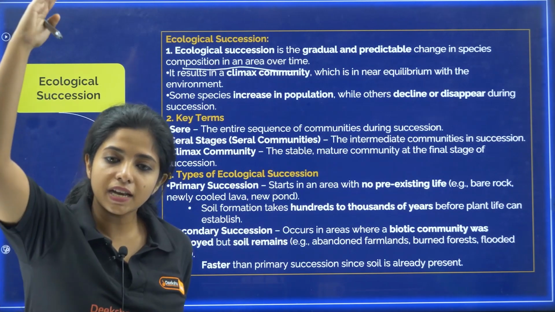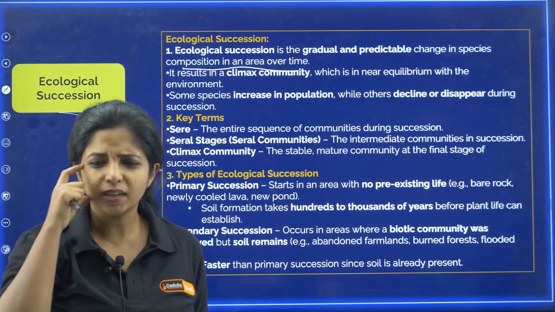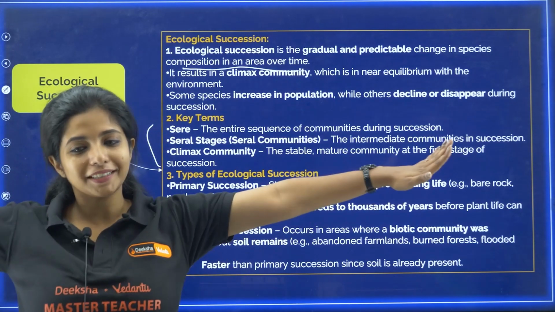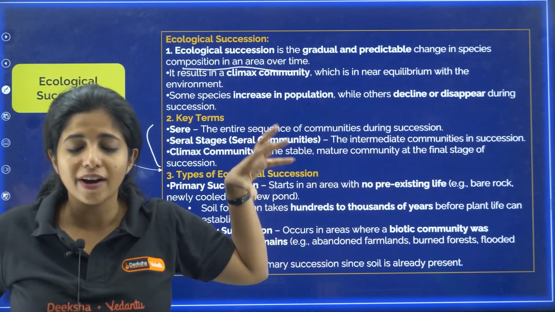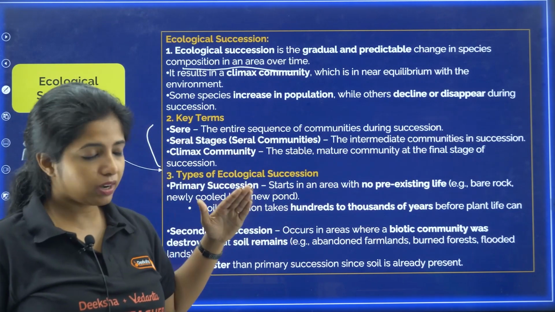Sere means the entire sequence of communities, and seral stages means the intermediate communities that you see in a succession. Climax community, that is most important. The stable, the last one, the stable, mature community at the final stage of succession. You will get to understand about it bit by bit when I talk about it.